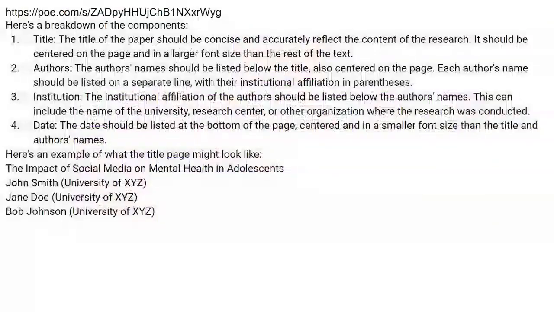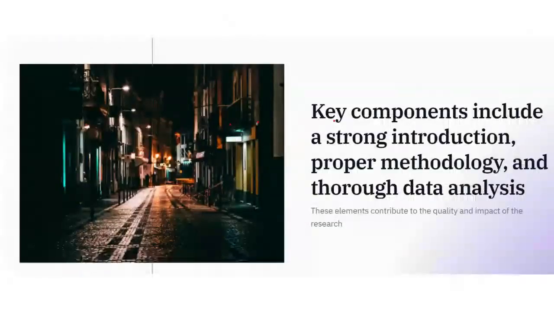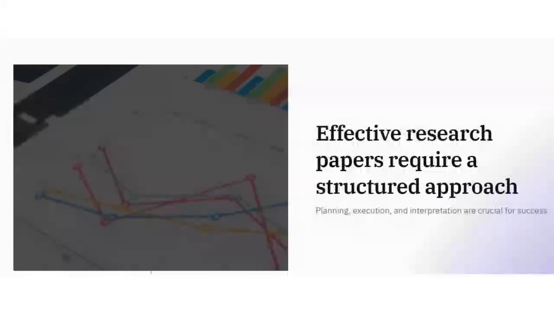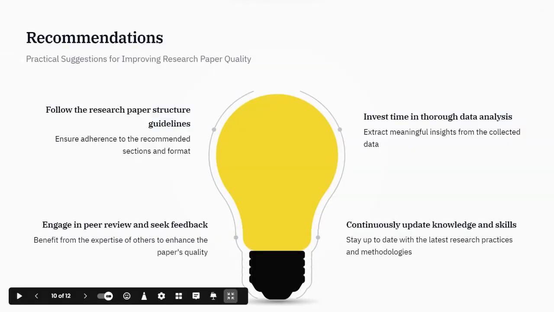Now I'm going to show you some more components, like a strong introduction, which is very important. Proper methodology and thorough data analysis. Three things you have to go about. If you don't go about this, you're not going to arrive at an effective research paper, which requires a structured approach. A structured approach includes those kinds of things that I've already talked about. Now say the recommendation: follow the research guidelines. Now, this is, follow the research paper structure. If you don't follow the structure, you are going to blur the boundaries of what to include where. So ensure adherence to the recommended section format.